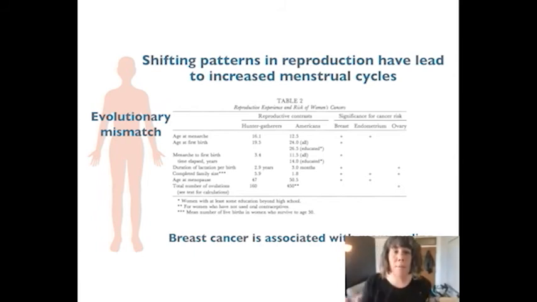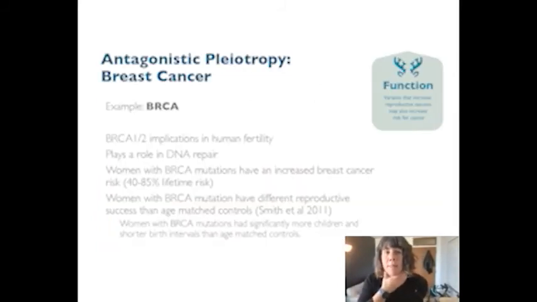We also see, so that's maybe more of the evolutionary mismatch component of it, but also within breast cancer, there's some suggestion of antagonistic pleiotropy as well. And this is the example, BRCA. So this is a tumor suppressor gene. Mutations in this gene increase an individual's risk for breast cancer.